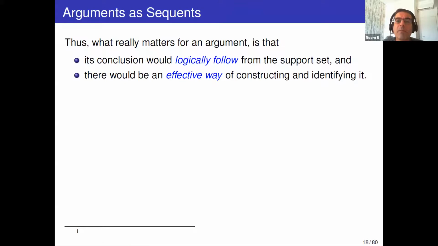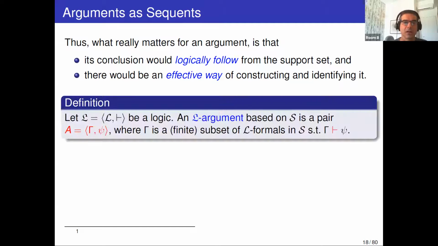So what really matters for an argument is that the conclusion would logically follow from the support set, and that there would be an effective way of constructing and identifying arguments. These are the two properties that are really needed for argument. We cannot live without them. And we claim that the other properties are not always necessary. So this leads us to the definition of an argument in our sense.